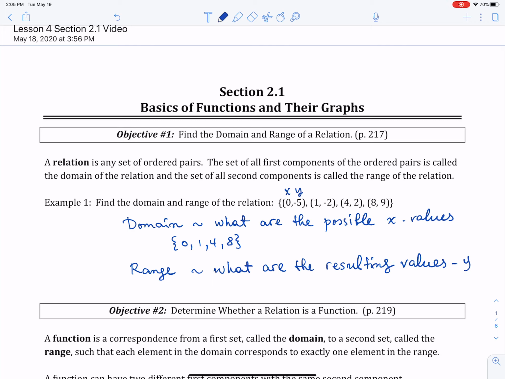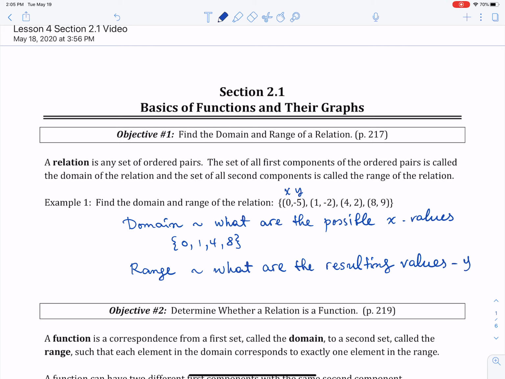Objective 2. Determine whether a relationship is a function. A function is a correspondence from a first set called domain to a second set called range, such that each element in the domain corresponds to exactly one element in the range. A function can have two different first components with the same second component. However, the opposite is not possible.